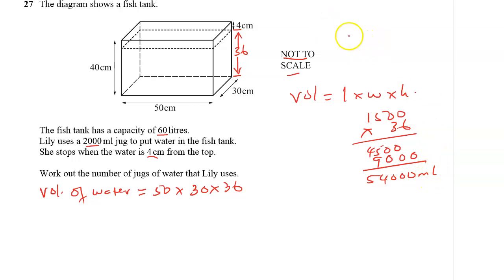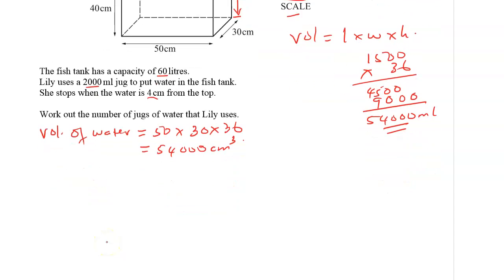milliliters. 1 centimeter cubed is equal to 1 milliliter. You get to know that. So this is going to be 54,000 centimeters cubed. And we know that, of course, 1 centimeter cubed is equal to 1 milliliter. So you can also write it as 54,000 milliliters.